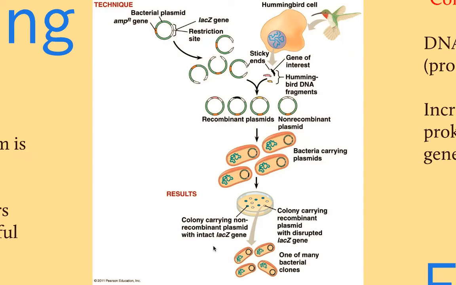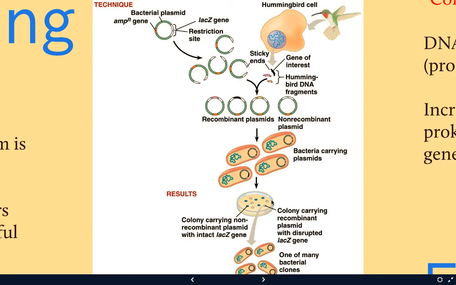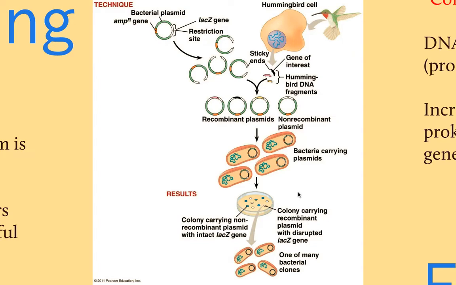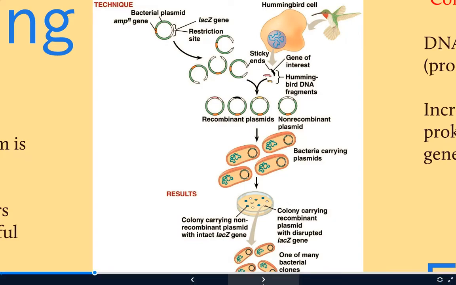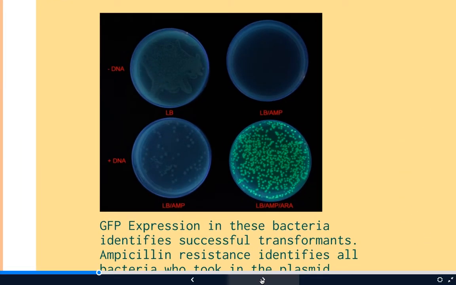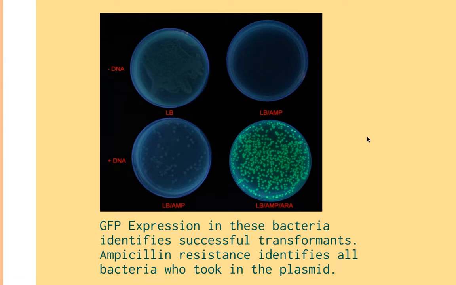The colony carrying recombinant plasmids with the disrupted gene can also be in there. And you see that there are two different colors. Okay, so often we use these fluorescent tags to actually show through the reporter genes whether or not our genetic engineering of recombinant DNA and bacteria worked. Okay, so a good example of this is doing a lab with the GFP expression of bacteria that identifies successful transformants, right? So this is a great example of bacterial transformation.